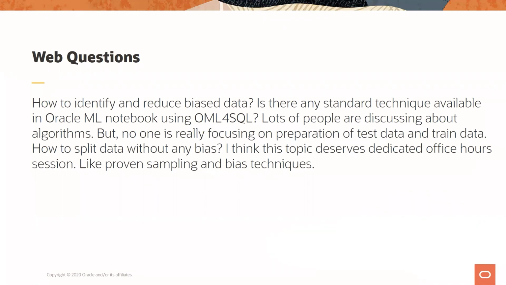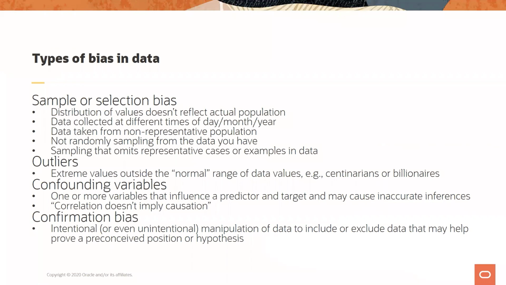Definitely, these are important topics, and I think this is something we can do in the future and focus just on these areas. But they'd like to know, how do you split data without any bias, and can we have some dedicated office hours to support this and talk about proven sampling and bias techniques? Well, we can't cover everything here to answer this question, but we can at least give you a few responses to this. Some people might wonder, what is bias in data?